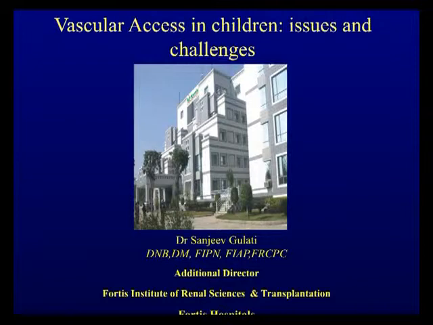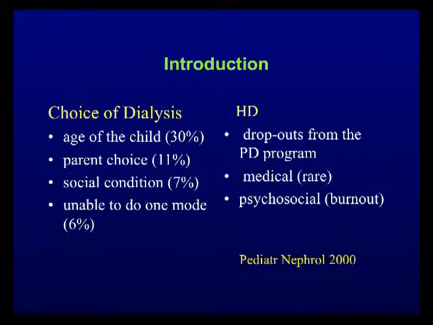So the topic that is being given to me is vascular access in children, and issues and challenges. Before we go ahead, dialysis itself is a big question mark and a challenge once you talk to the family. And before you even talk of dialysis, there's always a question of what type of therapy can be offered. And these are the factors in the study which affected the choice. One was the age of the child, parent choice, social condition, or being unable to do one mode.